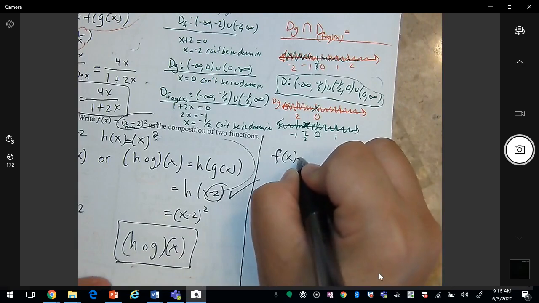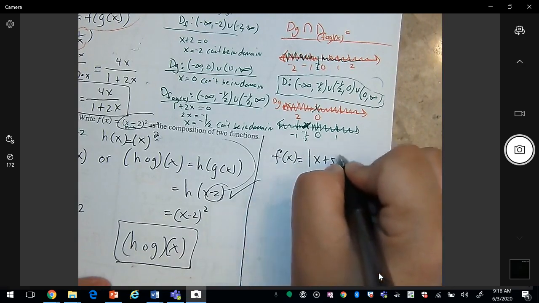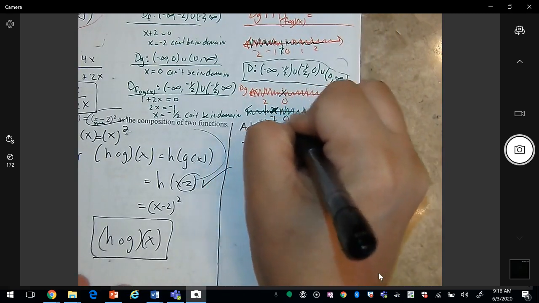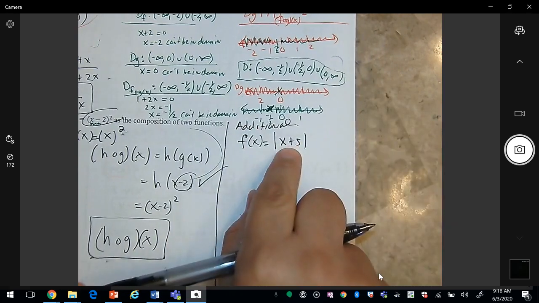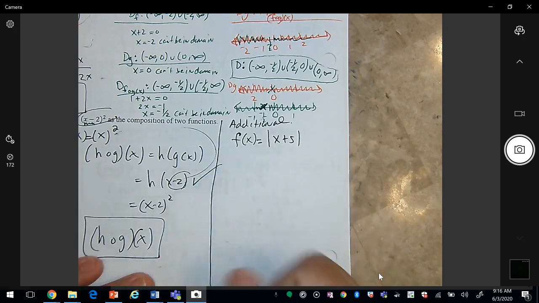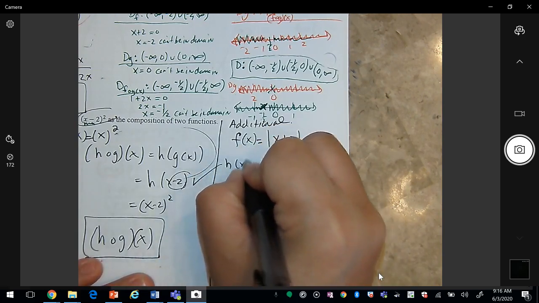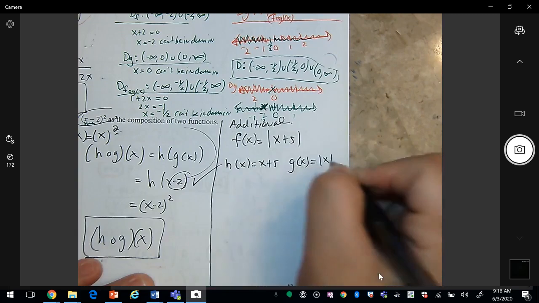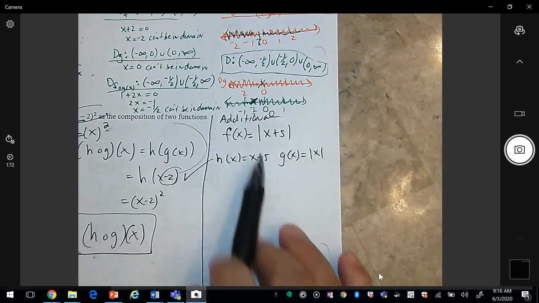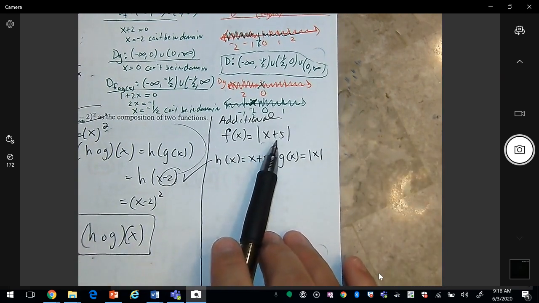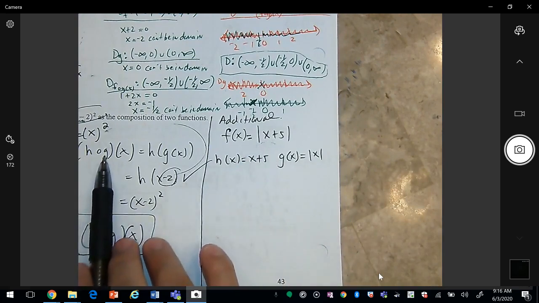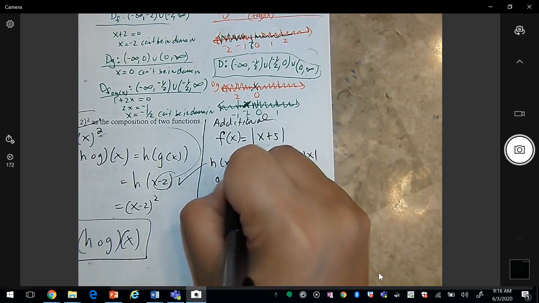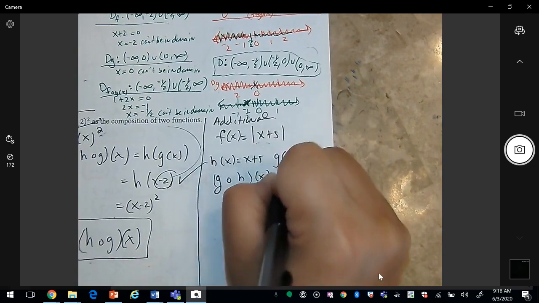Let's try another example. f of x is equal to the absolute value of x plus 5, and we want to find two functions. So whatever's on the inside of the absolute value, you can call that one of the functions, and then the absolute value sign, you can call that your second function. Well, the inside is always going to be that second function here.